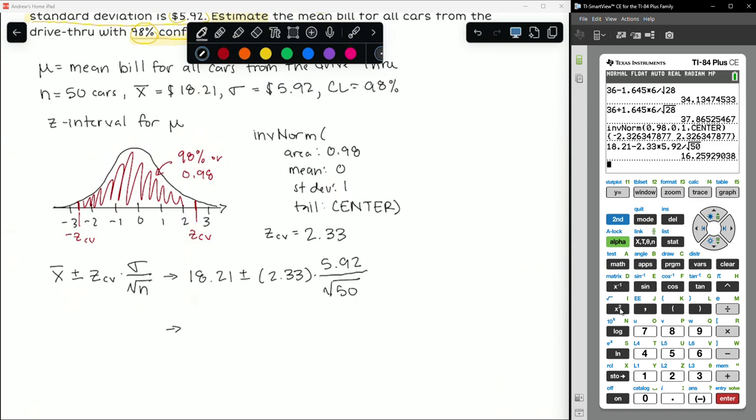So for a lower bound, I'm getting 16.3. Well, let's go out to, let's see. Our original data was 2 decimal places out, so let's go 2 decimal places out to 16.26. We know that's in dollars, and then we'll use that same trick. We'll go up, change the subtraction to addition, and we get 20.16.